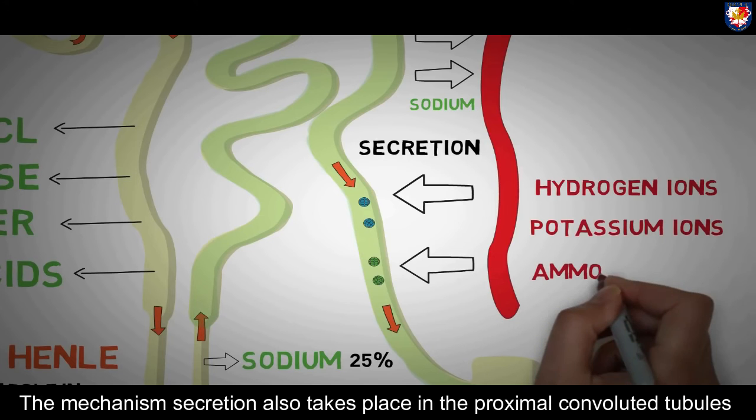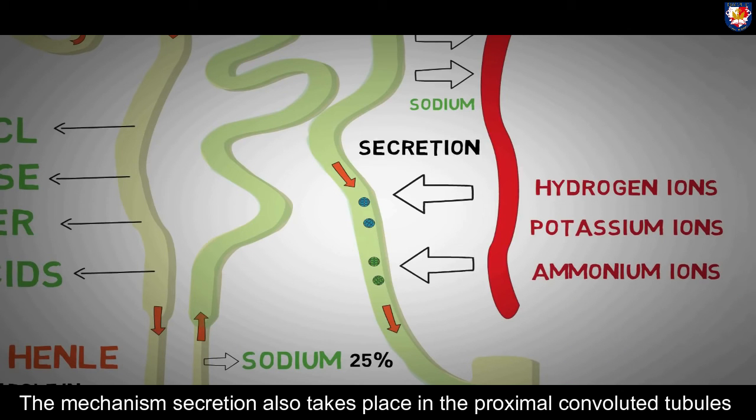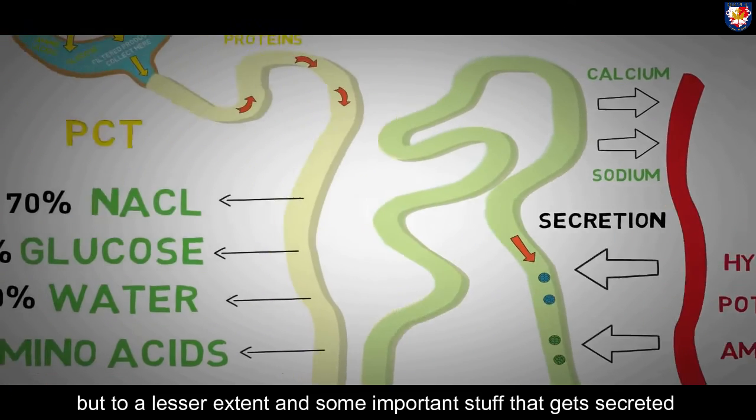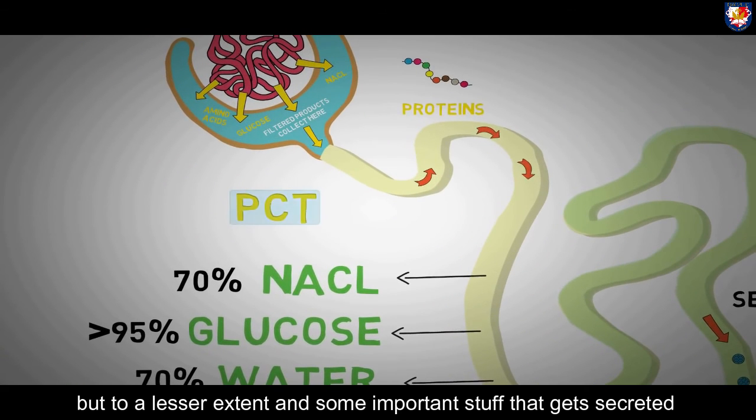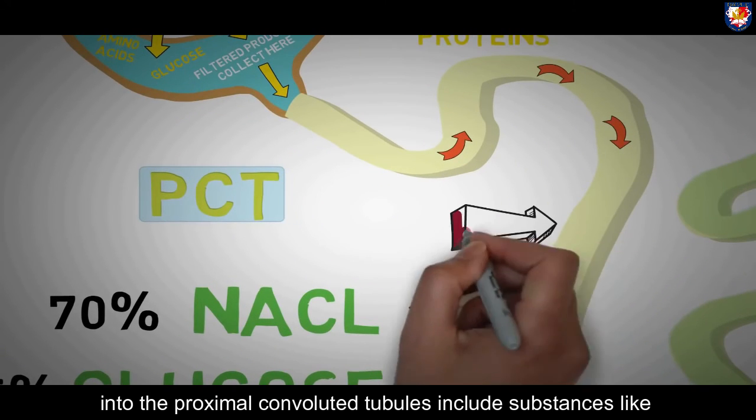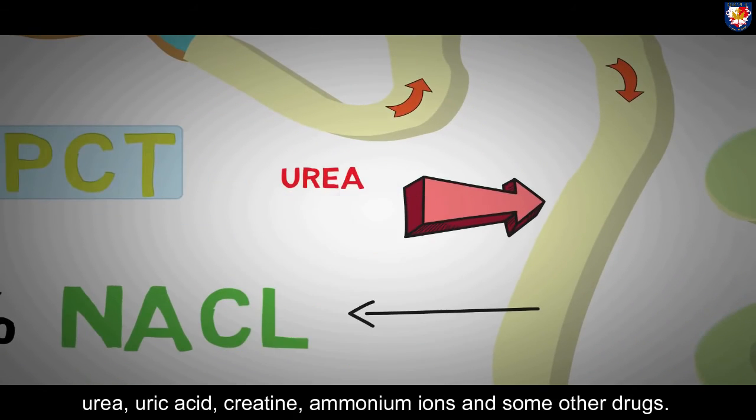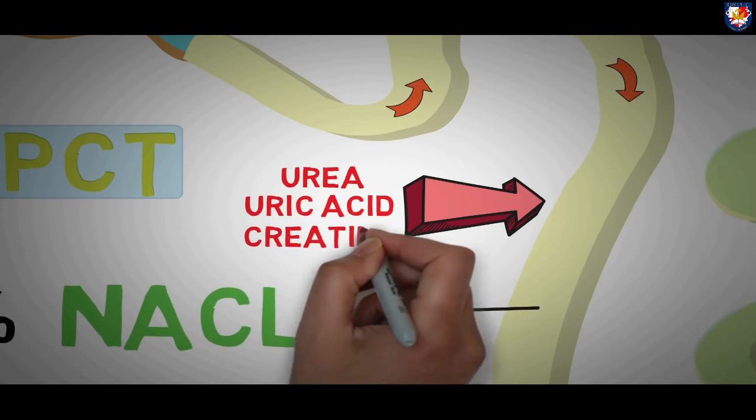The mechanism of secretion also takes place in the proximal convoluted tubule, but to a lesser extent, and some important substances that get secreted into the proximal convoluted tubule include urea, uric acid, creatinine, ammonium ions, and some drugs.